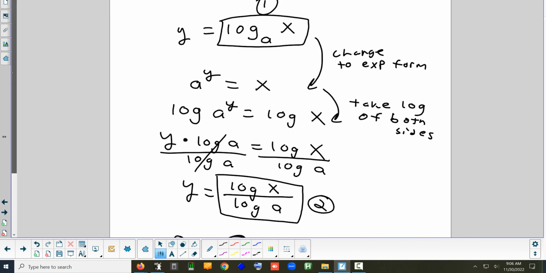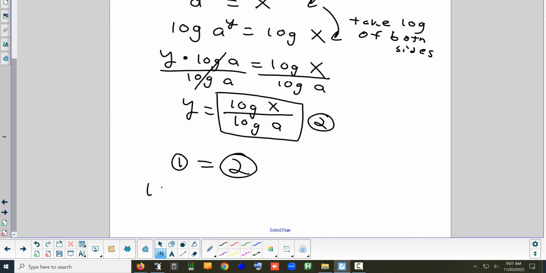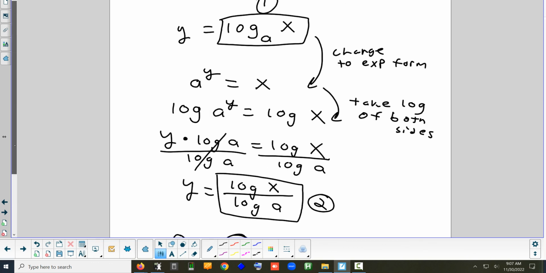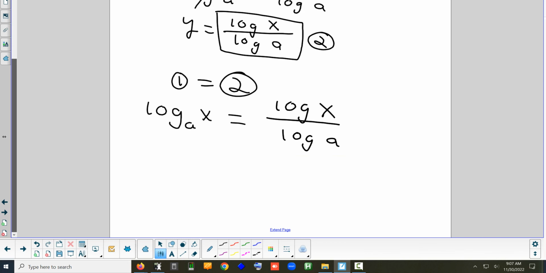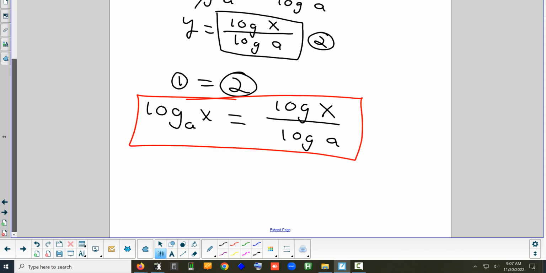And this is the change of base formula. The idea here is to see the pattern, so you don't have to go through those steps every time. So box 1 is log base a of x equals log x over log a. That's the change of base formula.